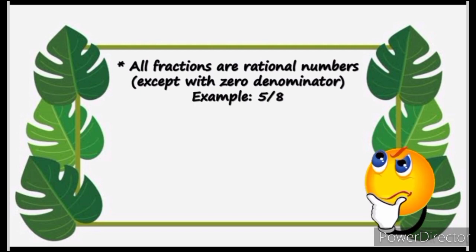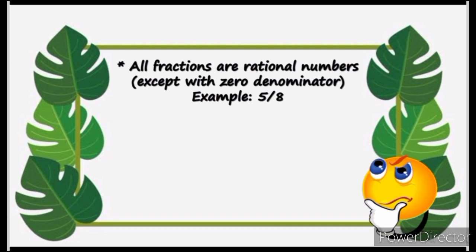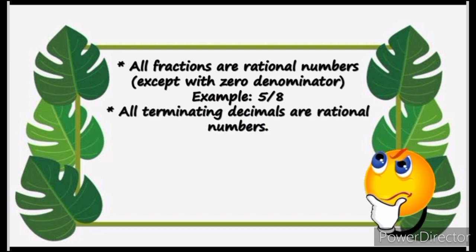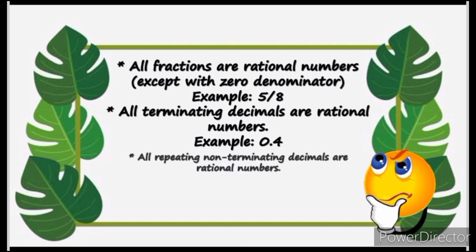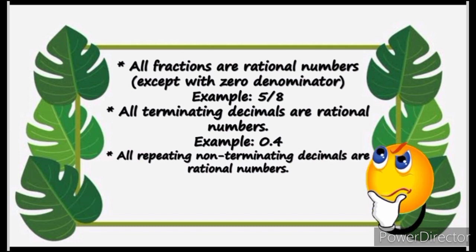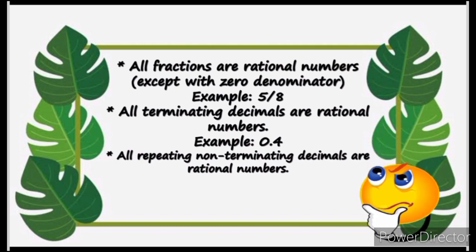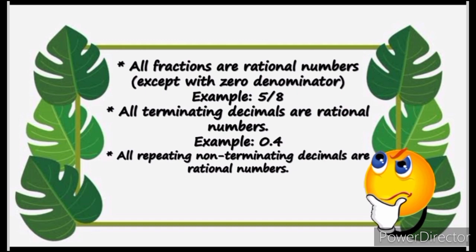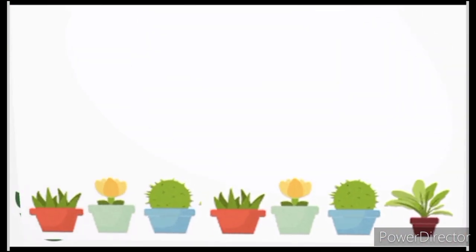Example, 5 over 8. All terminating decimals are rational numbers. Example, 0.4. All repeating non-terminating decimals are rational numbers. Example, 2.737373 and 3 dots, meaning 73 is the repeated number.